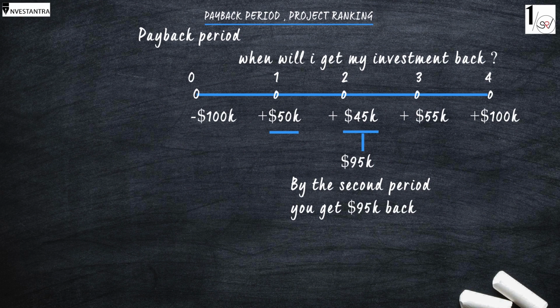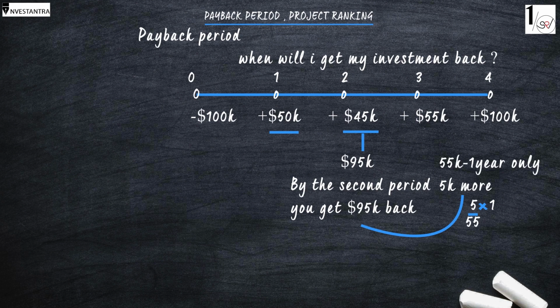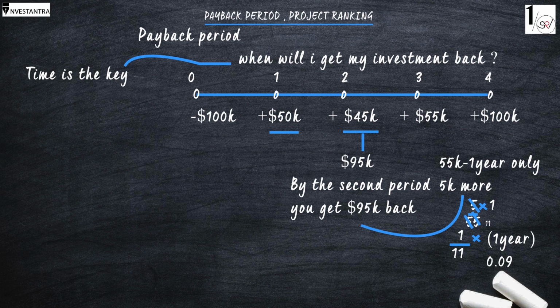The third year. Here I need to say I'm getting 55K in 1 year. But how much more money do I need to reach 100K? 5K, right? So what I'll do is simple. 5 divided by 55 is 1 by 11th of 1 year, 0.09 years. That's it. How many years does it take? When will I get it? So here the time is the key component, right?